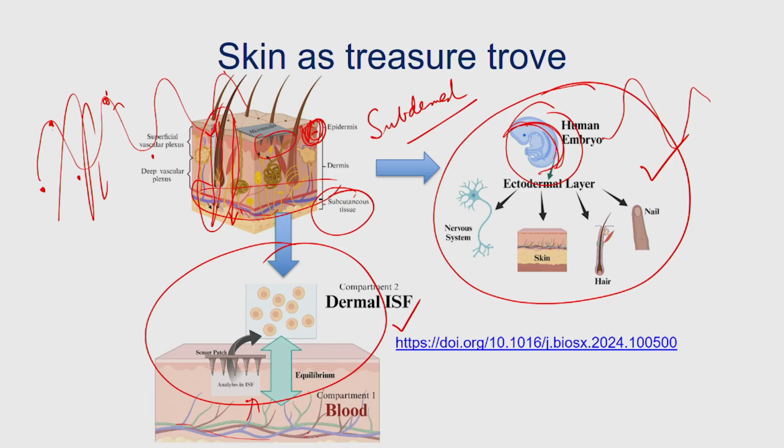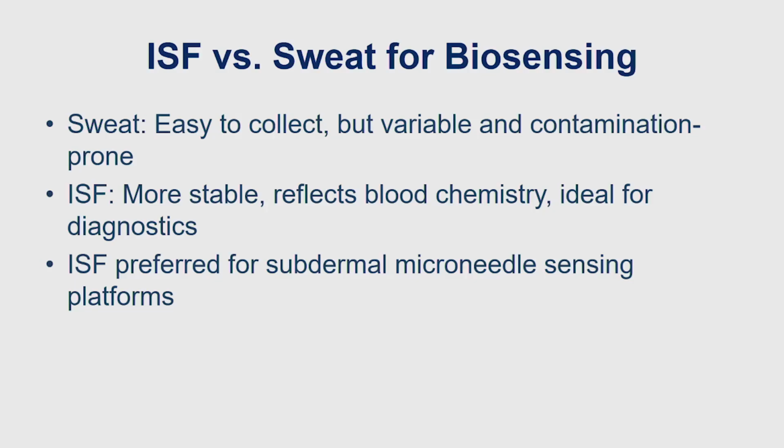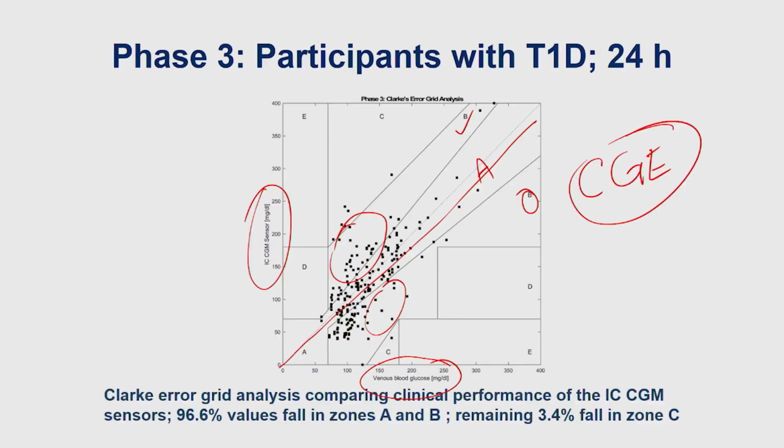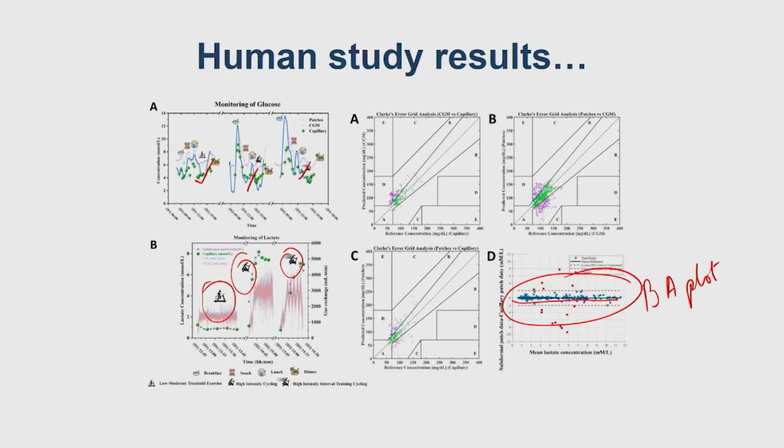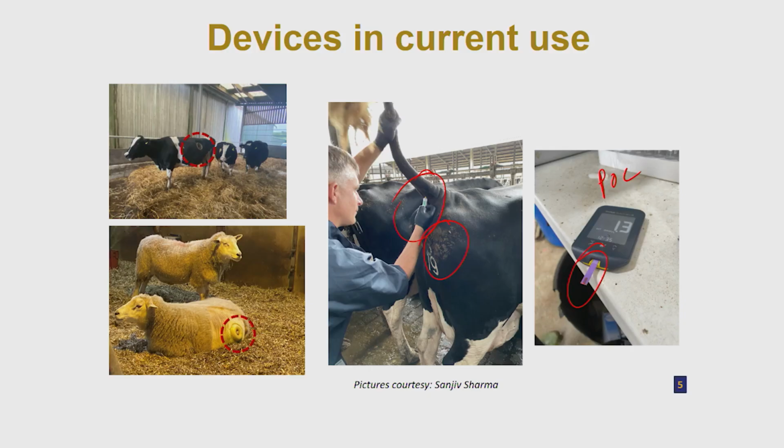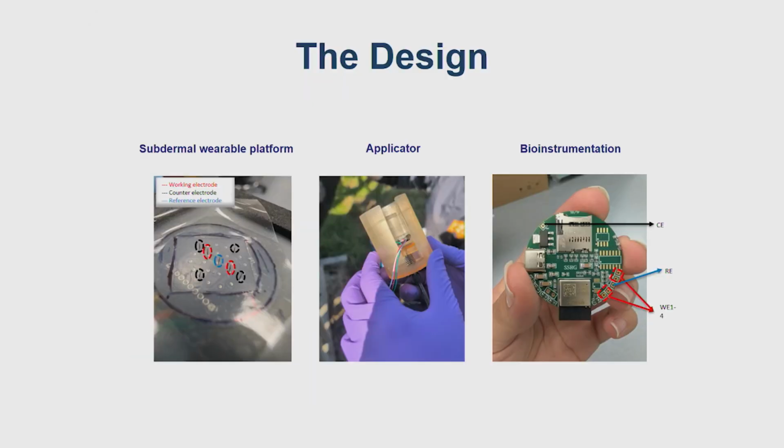Just a small applicator. You use an applicator to press it. I showed you the picture with the cow, you remember? That's an applicator. So you have your device. This is the bioinstrumentation. These are the needles which have been functionalized. They sit on top of this.